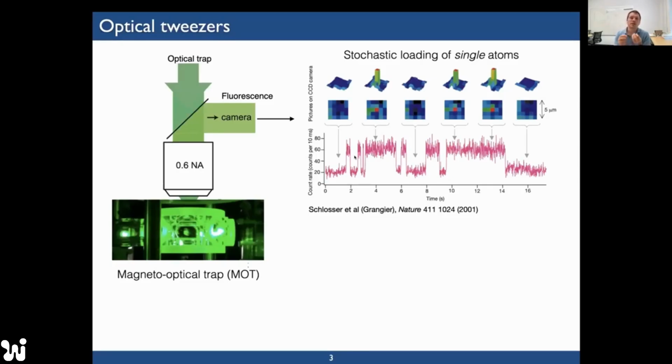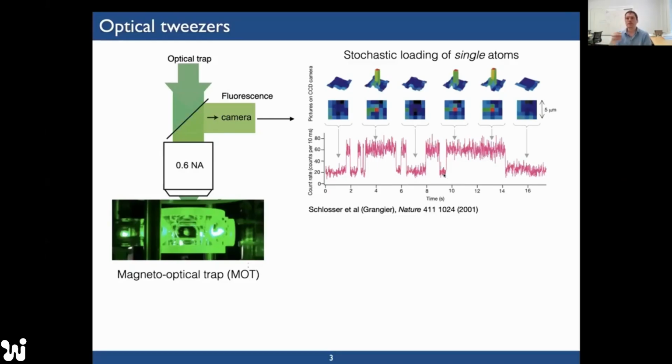This is a really fortunate thing that happens in these traps, because it means you can deterministically prepare one atom in the tweezer by, for example, stopping the loading once you already have one atom. You don't have to worry about the possibility that you have two or three. Now, in this example, the time that the atoms stay in the optical tweezers is not that long. It's only a few seconds, and it's limited by the rate at which additional atoms come in.